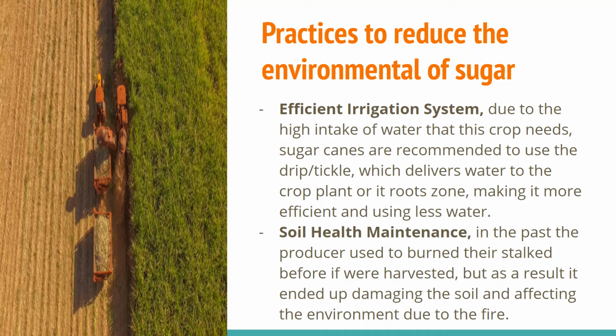What do I mean by this? In the past, sugar cane was burned, like the stalks were burned before they were harvested, and as a result, it was easier for the producers, but in the end, it was damaging the soil, affecting the whole product and affecting the whole environment.